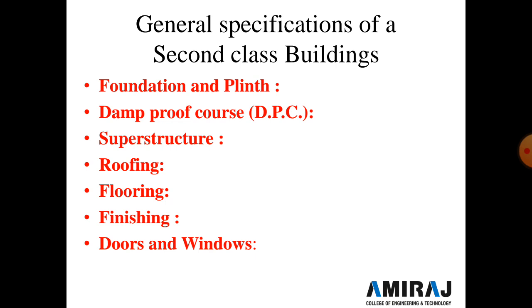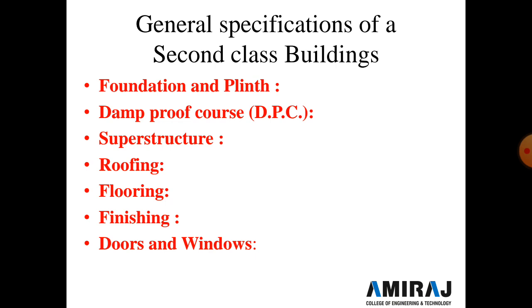In a second class building, the foundation and plinth shall be of first class brickwork with lime mortar over a lime concrete, and second is the damp proof course. The damp proof course shall be of 2 centimeter thick cement mortar of ratio 1:2 mixed with a suitable waterproofing compound as specified. And the third specification for a superstructure for a second class building is that the superstructure shall be of second class brickwork in lime, and lintel over door and window shall be reinforced brickwork, means RB.